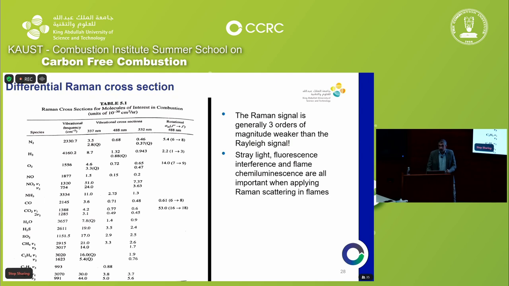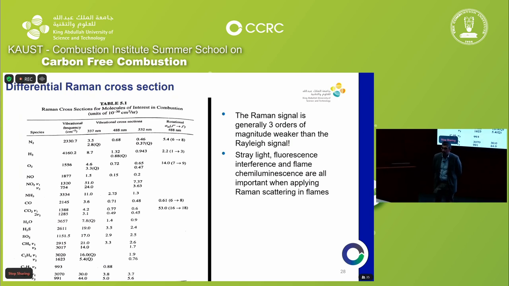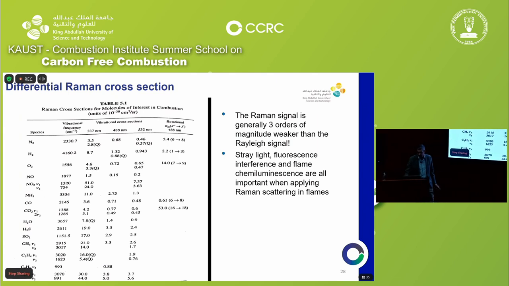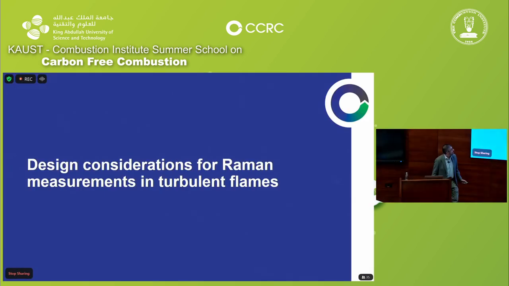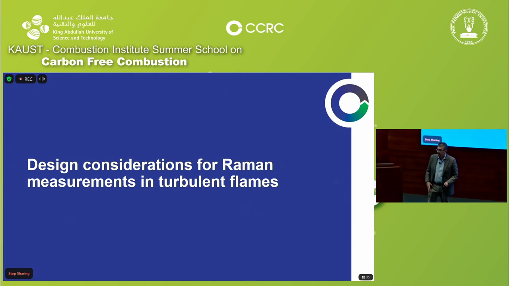Unfortunately, this is the main issue. Raman signal is about three orders of magnitude weaker than the Rayleigh scattering. So Rayleigh scattering, often you can see even with your own eyes. Raman scattering is always invisible to your eyes. And this makes it subject to a lot of interference sources, such as stray light and flame chemiluminescence, or other laser-induced processes like LIF.